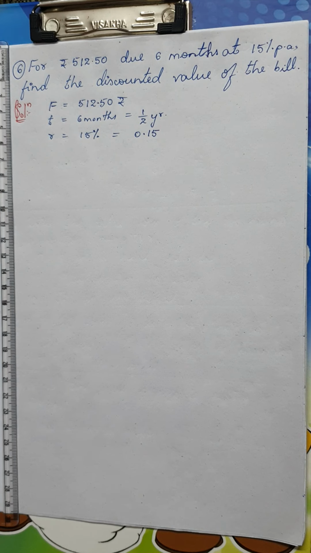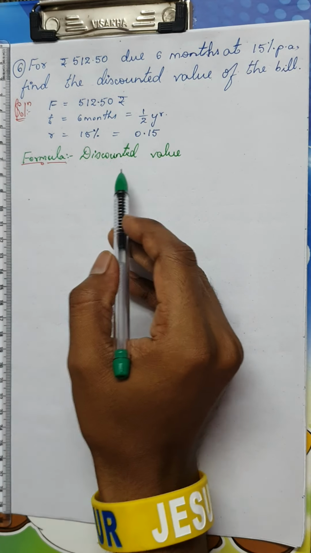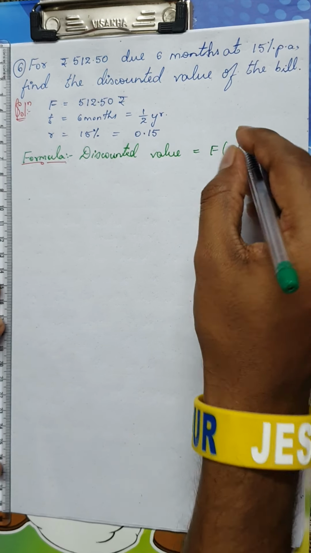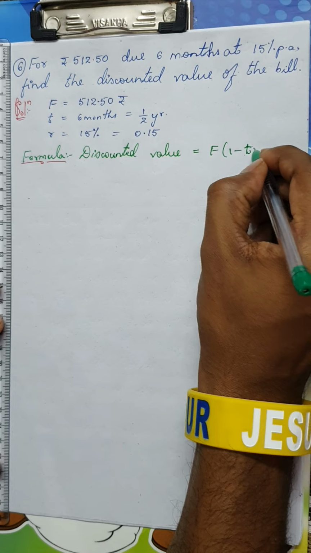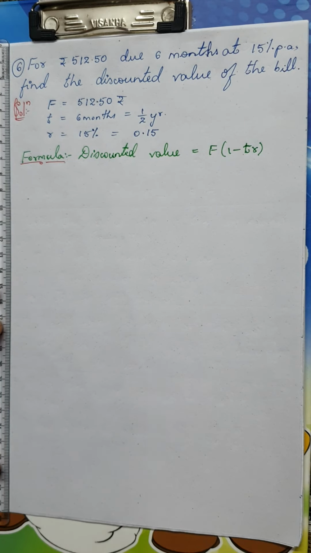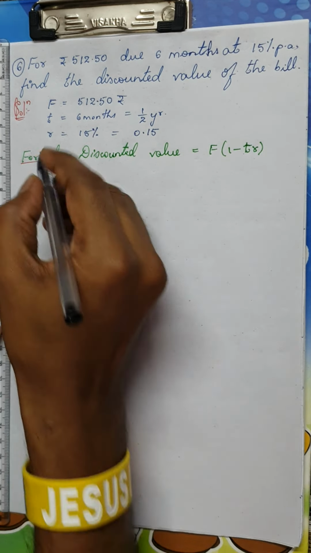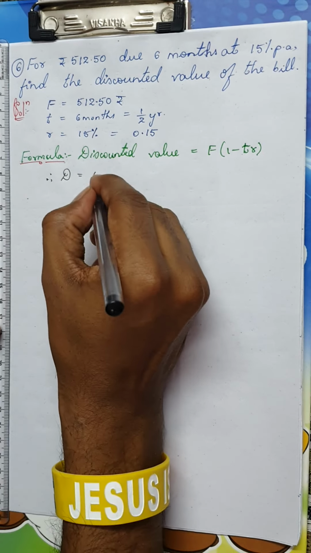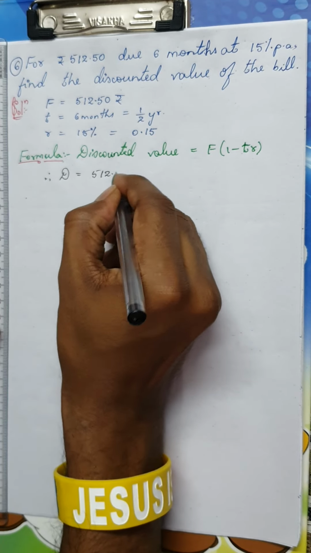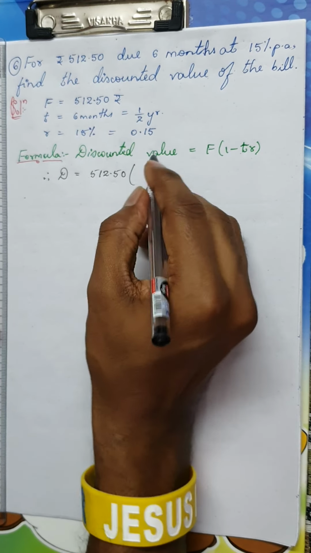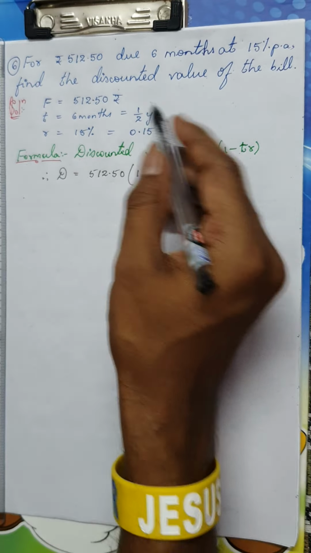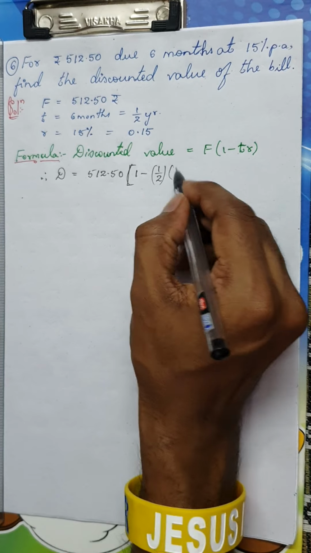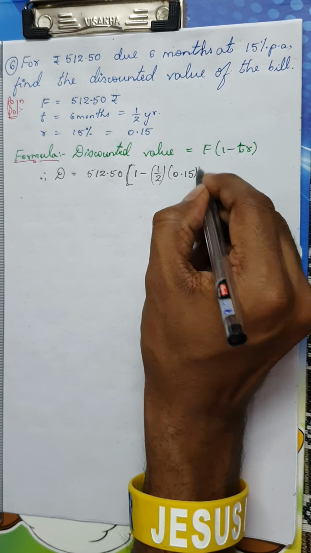Let's directly write the formula. What is the formula for discounted value? Discounted value is given by F into 1 minus T into R. Therefore, discounted value is equal to, what is F? F is equal to 512.50, into 1 minus T, you can take it as half, into R. What is R? It is 0.15.